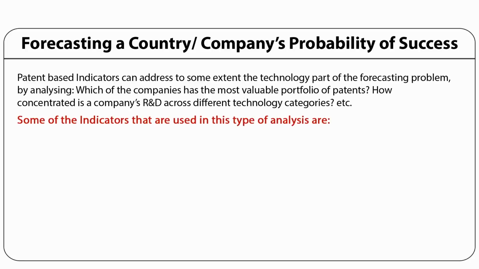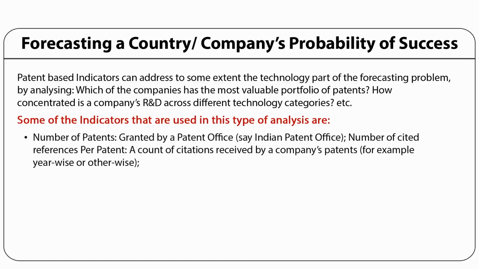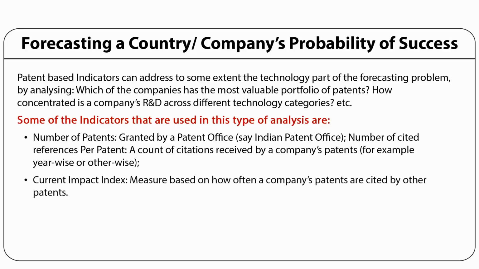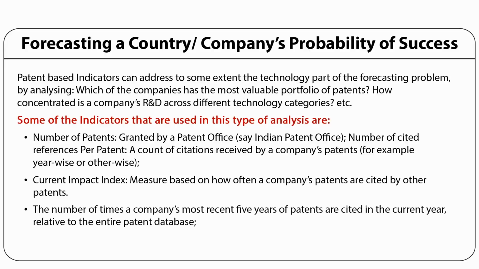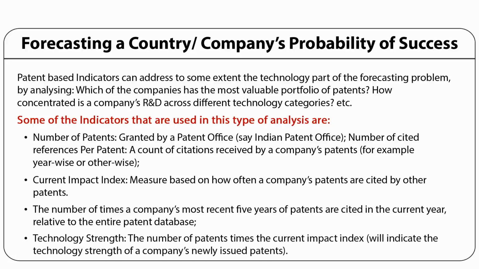Some of the indicators used in this type of analysis are the number of patents granted by the patent office, say the Indian Patent Office; the number of cited references per patent; a count of citations received by a company's patents, for example year-wise or otherwise; the current impact index, which measures how often a company's patents are cited by other patents, that is, the number of times a company's most recent 5 years of patents are cited in the current year relative to the entire patent database; and technology strength, the number of patents times the current impact index, which indicates the technology strength of a company's newly issued patents.